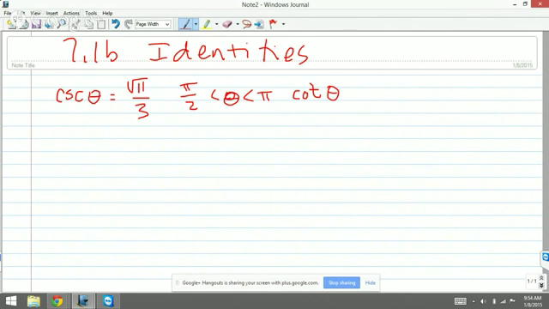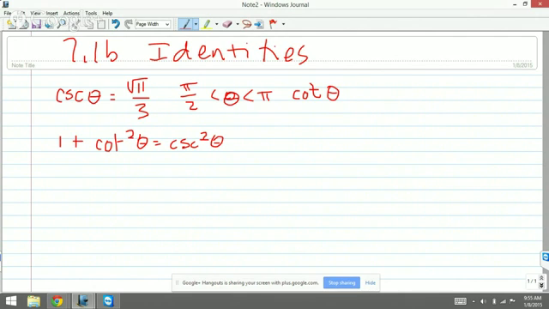Okay, there are a couple ways to do this. One is the knowledge you already have. The second one is with the identities. What identity relates cosecant and cotangent? You can look it up. One of them. Okay, so we can use this to calculate cotangent.